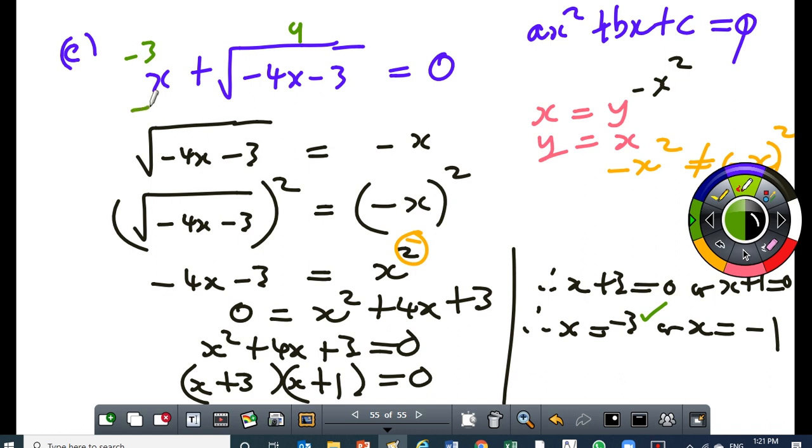So if you put minus 1 there, and there, here I'll get minus 4 times minus 1, which is a positive 4. 4 minus 3 gives me a 1. What's the square root of 1? It's a positive 1. Minus 1 plus 1 gives me 0. So that's also a solution. So fortunately, both are solutions.